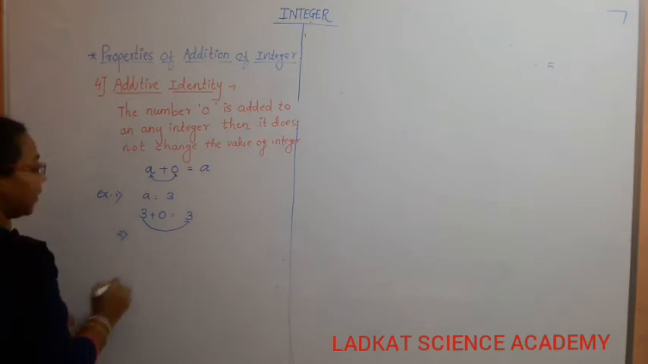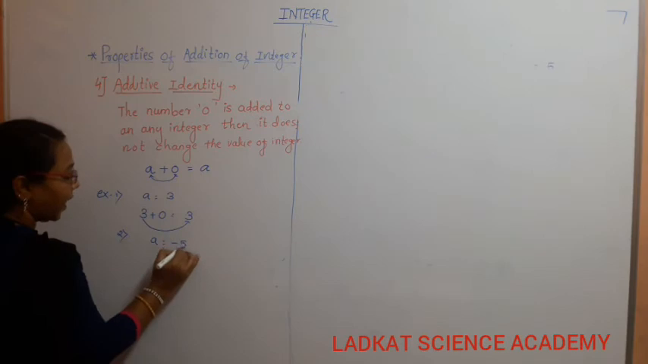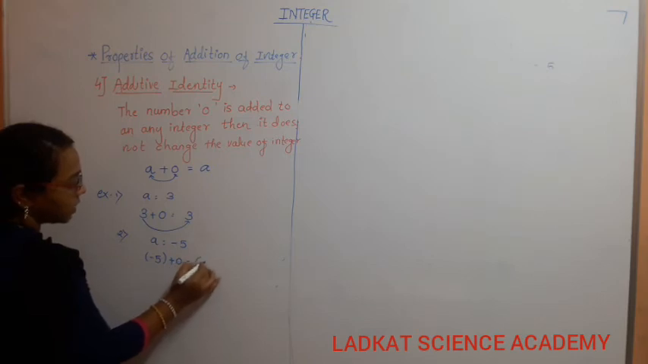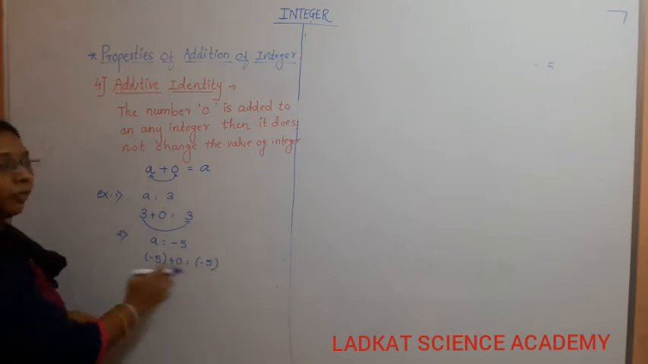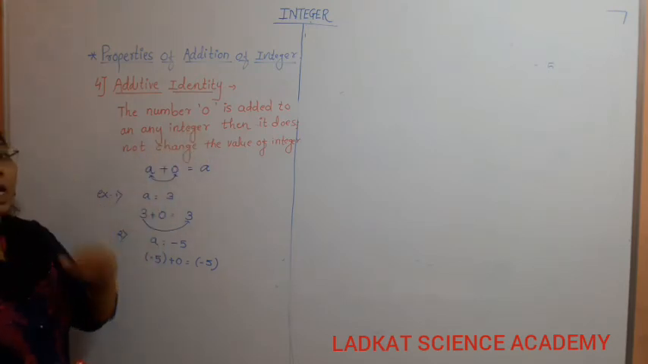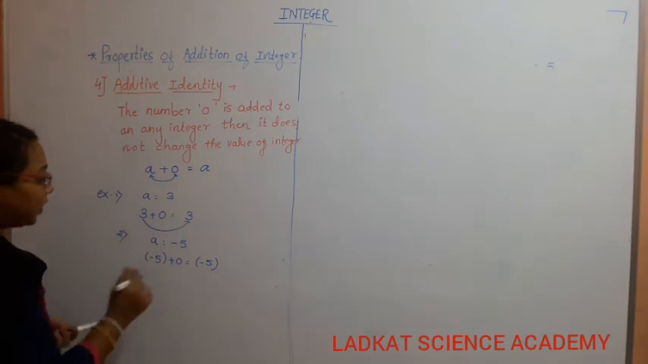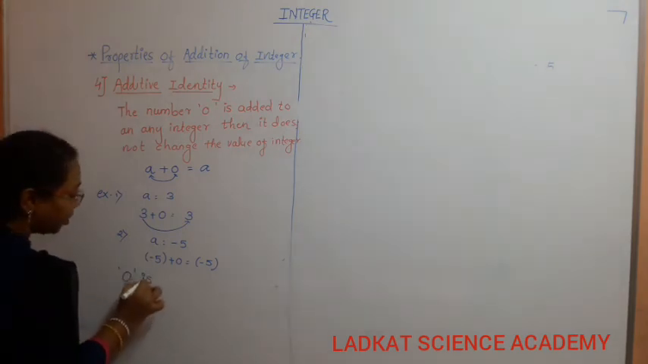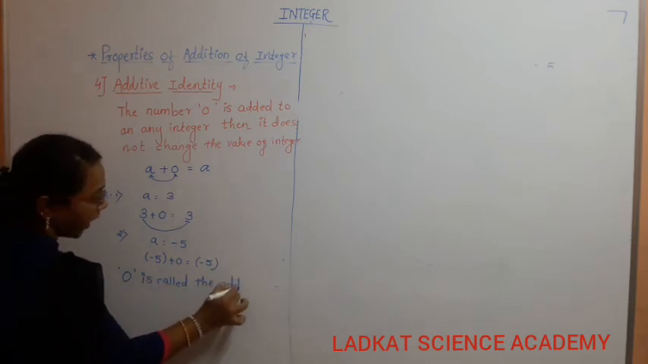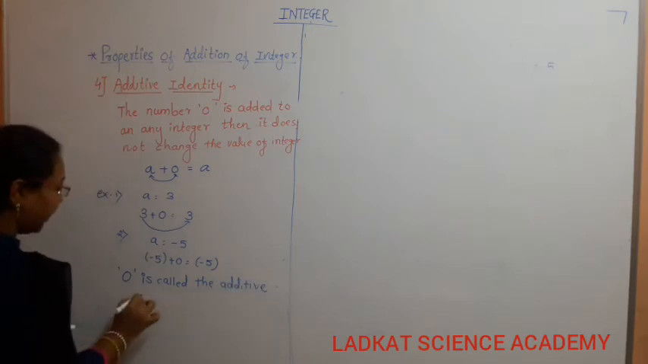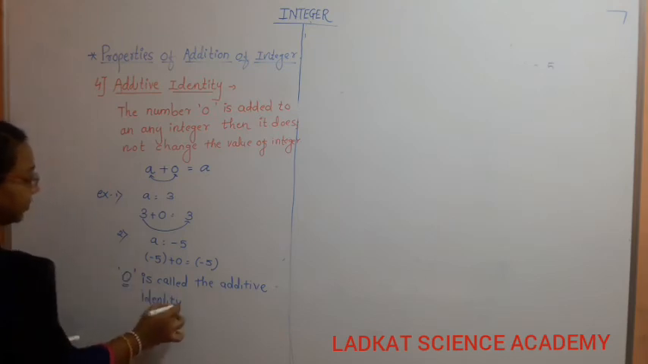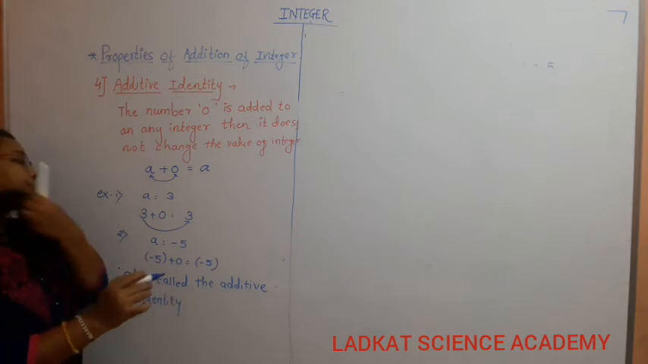So we will take the second example, that is a negative integer. A is equal to minus 5. Then a plus 0 means minus 5 plus 0. We got the answer minus 5. The integer itself. Means 0 added to any integer gives the same integer itself. So this 0 is called the additive identity. This is our fourth property.